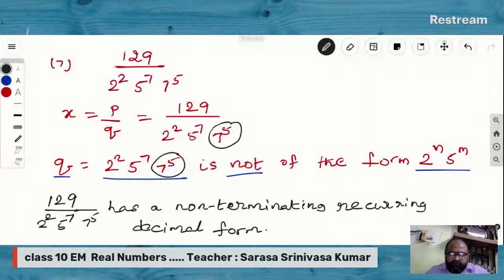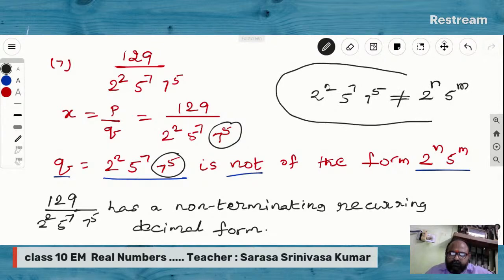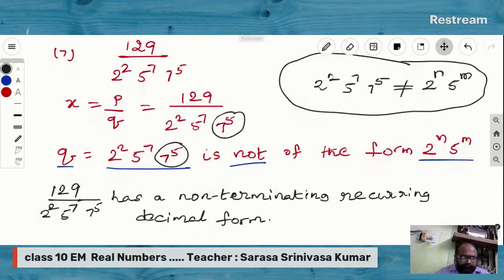Why? Because 2 square 5 power 7 7 power 5 is not in the form of 2 power n 5 power m. So this is the reason we conclude that the given rational number is a non-terminating recurring decimal. Now, we consider the next problem.